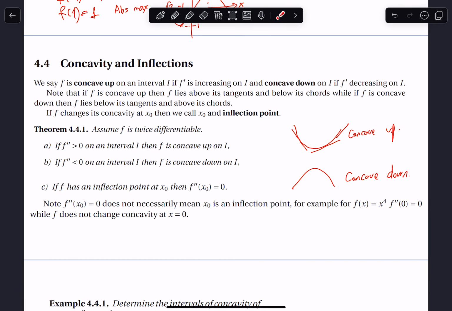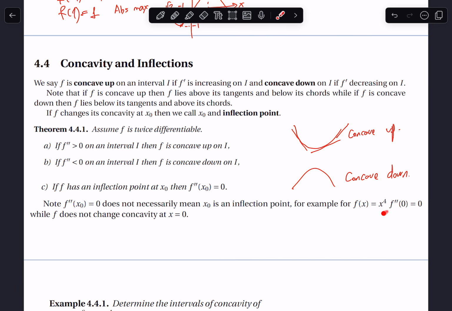So if the function changes concavity, we call that point an inflection point. And if the function is twice differentiable and has an inflection point at x equals x0, then at that point the second derivative must vanish. Okay. But the converse is not true. If the second derivative is 0, that does not mean that x0 is an inflection point.